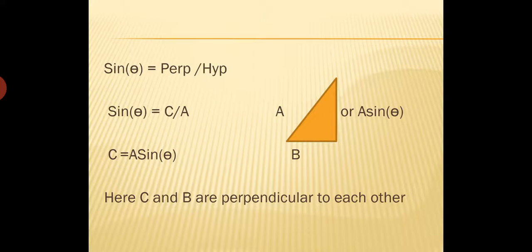And we know that sine theta is equal to perpendicular divided by hypotenuse. From putting the values in above equation from the triangle, we will get sine theta is equal to c divided by A. So c is A sine theta, and the value of c from the above equation will be A sine theta. Here c and B are perpendicular to each other, or we can say that the A sine theta and B, these two are perpendicular to each other.